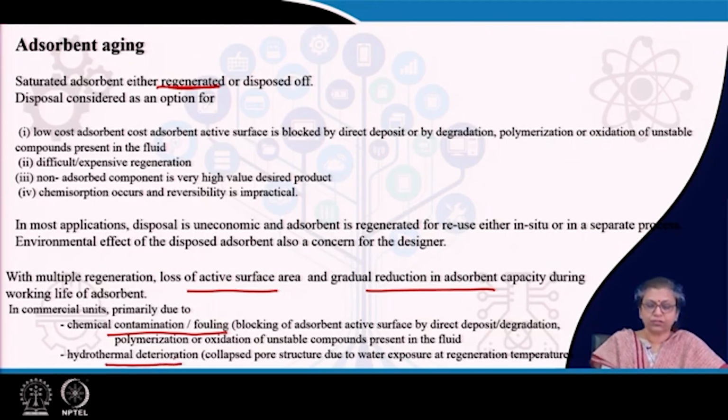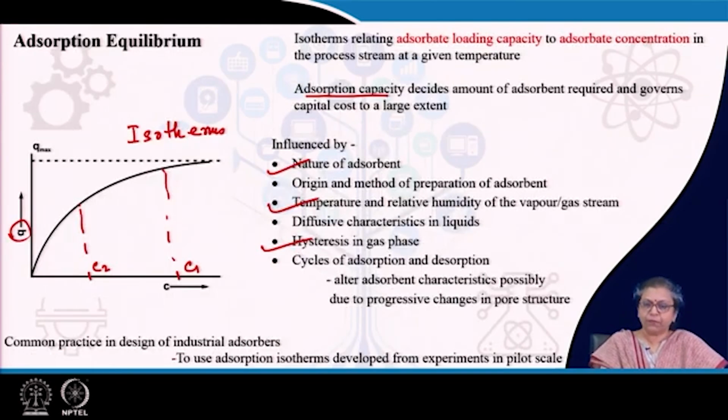There is also hydrothermal deterioration, where due to water exposure at the regeneration temperature, a collapsed pore structure occurs. It is thought that this is reversible, but in practice it is not completely reversible. So with every cycle of adsorption and desorption, there is some degeneration of the adsorbent capacity. Therefore, it is also very important to note that whether the adsorbent you are using is fresh or has undergone different cycles of adsorption and desorption, with every cycle the characteristics change because of progressive changes in the pore structure.